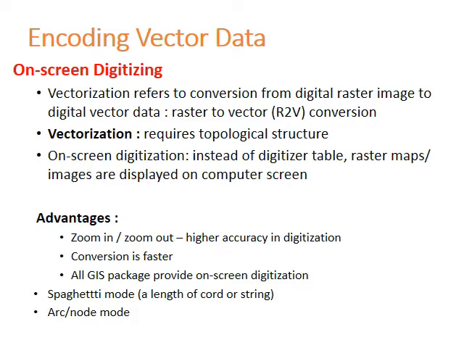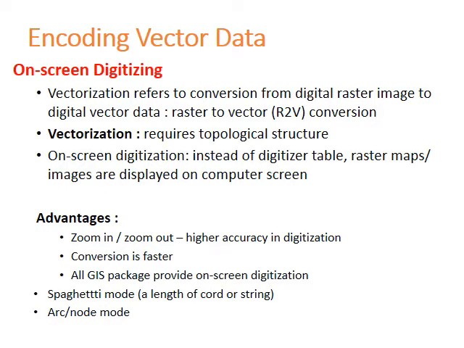There are several advantages of vector data conversion through on-screen digitization. You can zoom in and zoom out at your required level, so that the accuracy of the digitization process is much higher in this case, and the conversion is much faster when you compare that with the table digitization. And most of the GIS packages provide on-screen digitization, and there is a provision to digitize in the GIS packages.